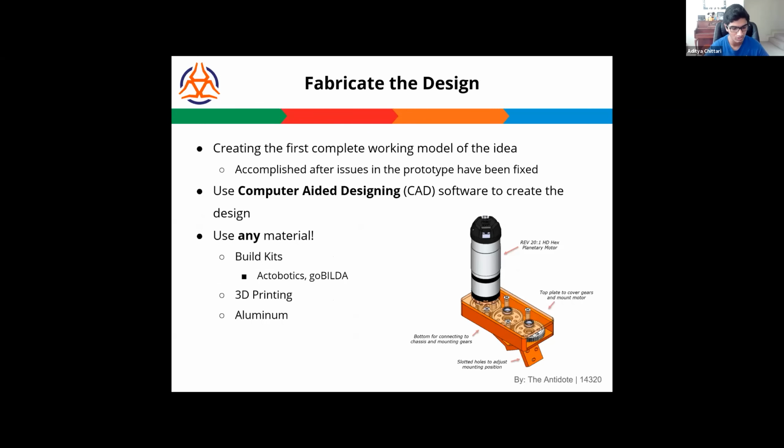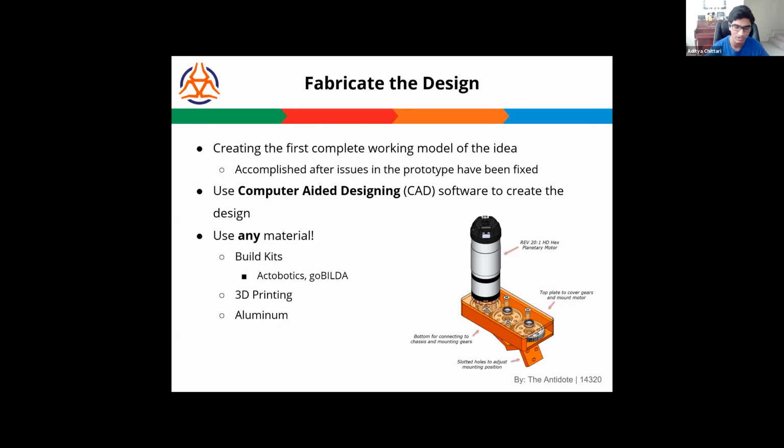Now, this is where you're going from the whiteboard to CAD or from your head to real life. This is where you're going to be creating the first complete working model of your idea. And usually teams will accomplish this after any issues in the prototypes have been fixed. So any, say, binding issues that you have in your prototype, you usually want to fix those in the actual real model. We really recommend using a software called CAD to help you create the design.